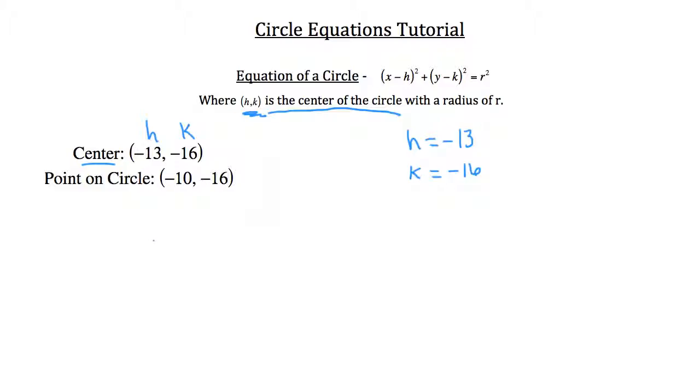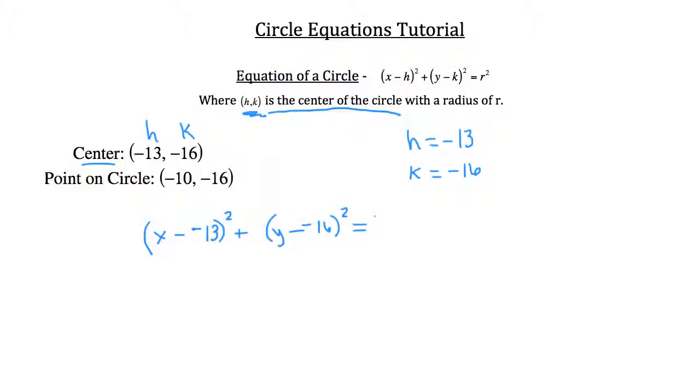So what we can do is write the generic form of our equation right here. We have x minus our h, so minus a negative 13, squared, plus the quantity y minus our k, which is negative 16, squared. And that's going to be equal to our radius squared. And now we need to determine what our radius is.